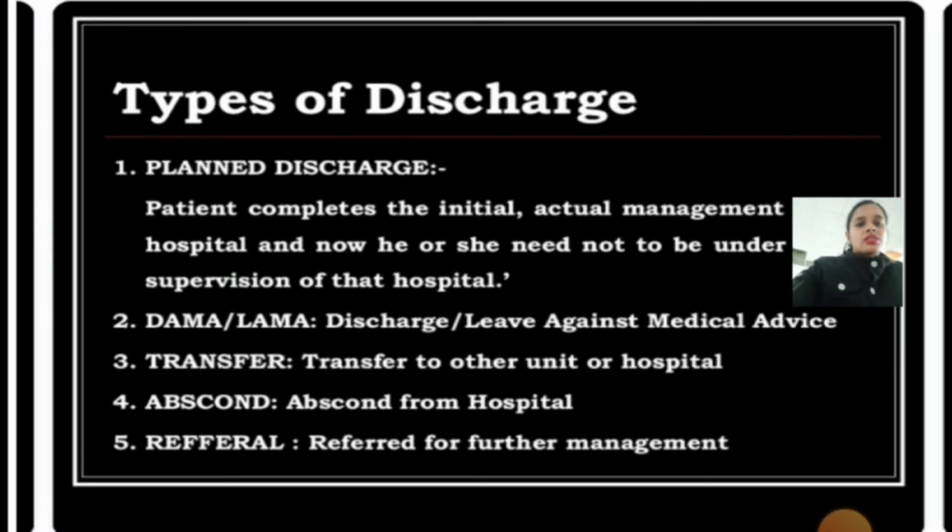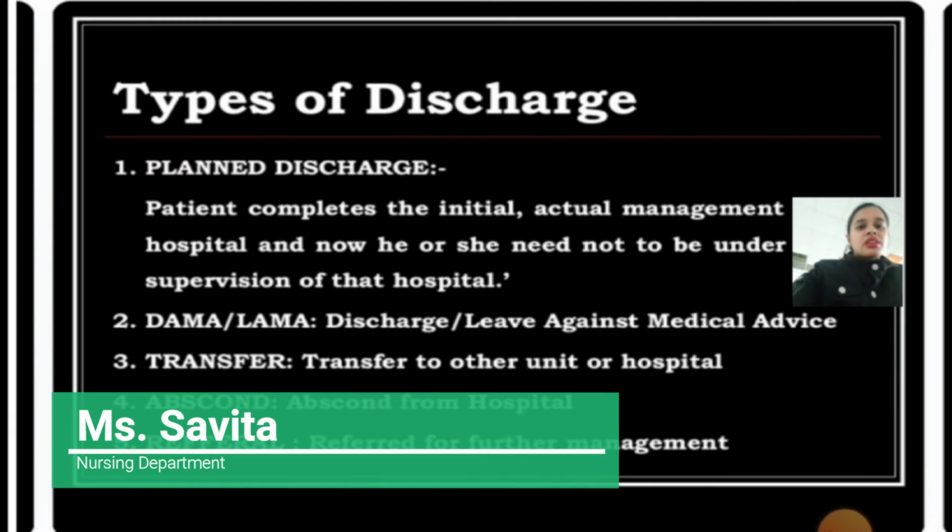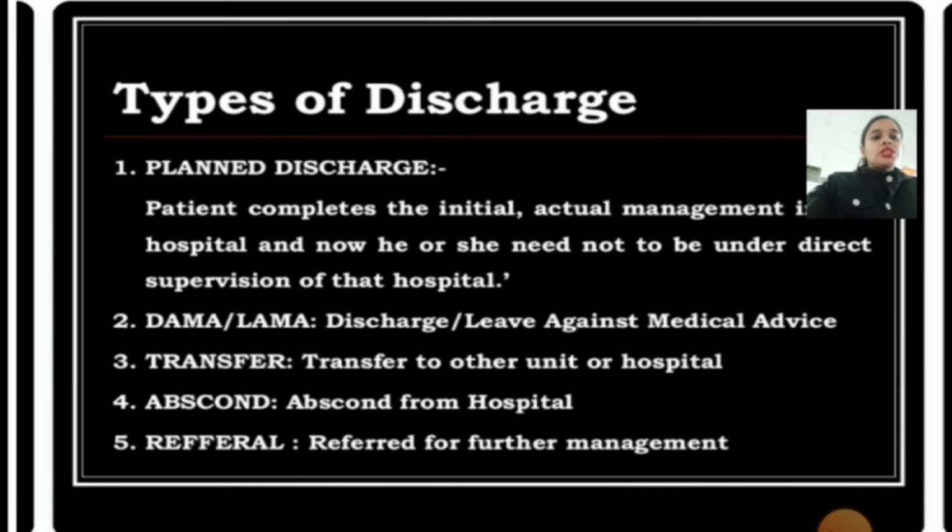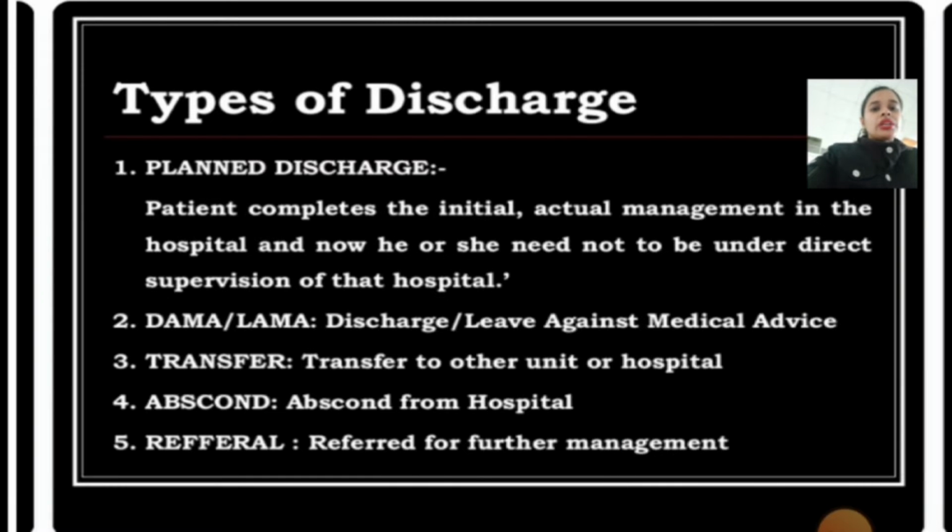Types of discharge. There are five types of discharge. First one is planned discharge. In planned discharge, the patient completes the initial actual management in the hospital and now he or she need not be under direct supervision of that hospital.